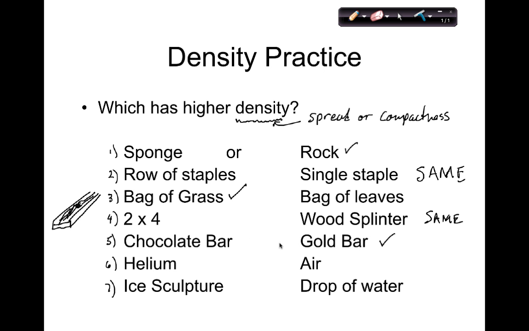Okay, what about helium or air? So you know what happens in a helium balloon? It floats up. So what causes something to float? The density. So if helium's floating on air, then its density must be less. So air is actually more dense than helium.